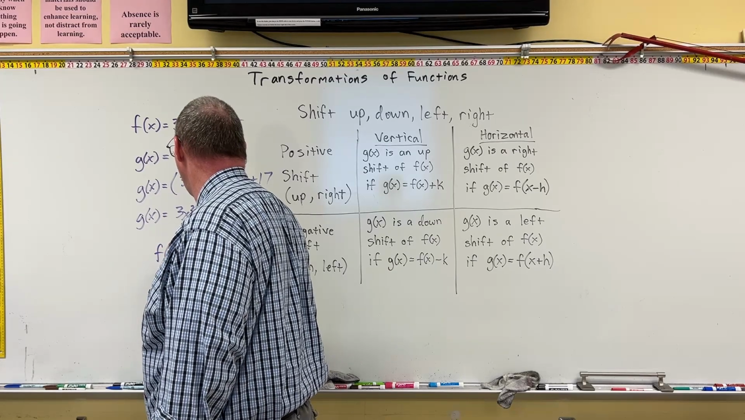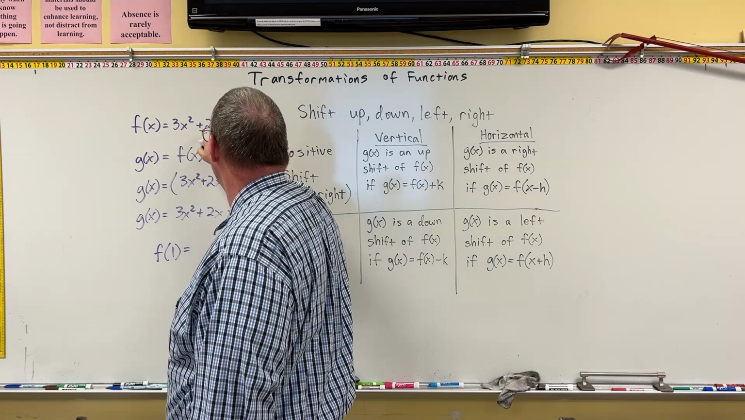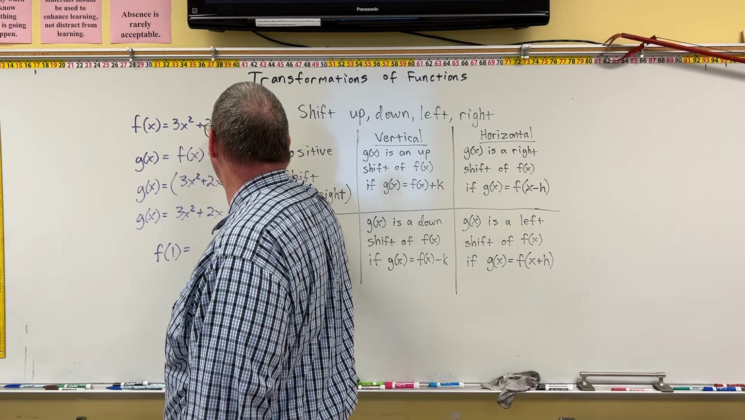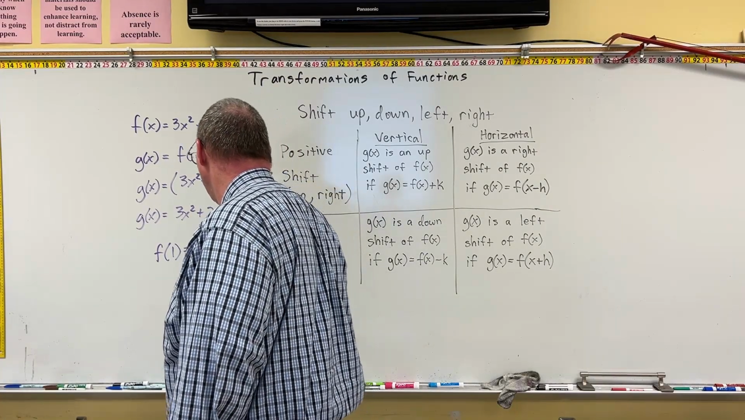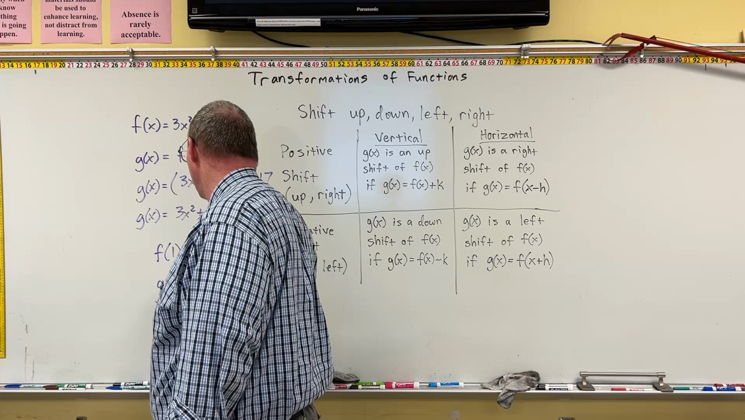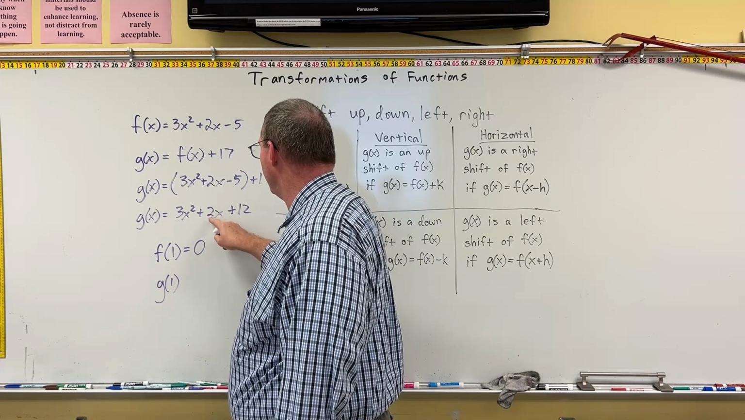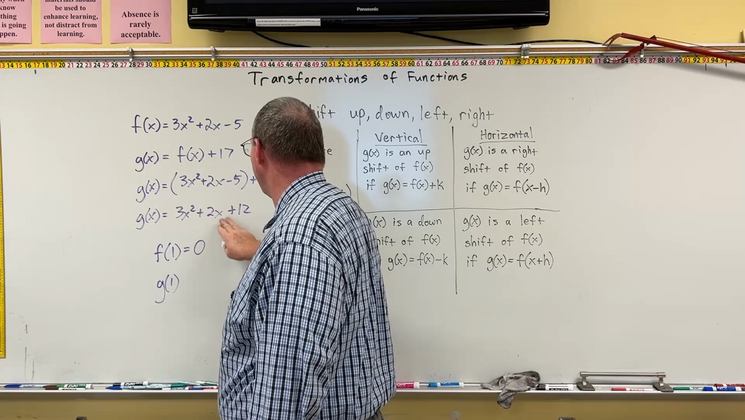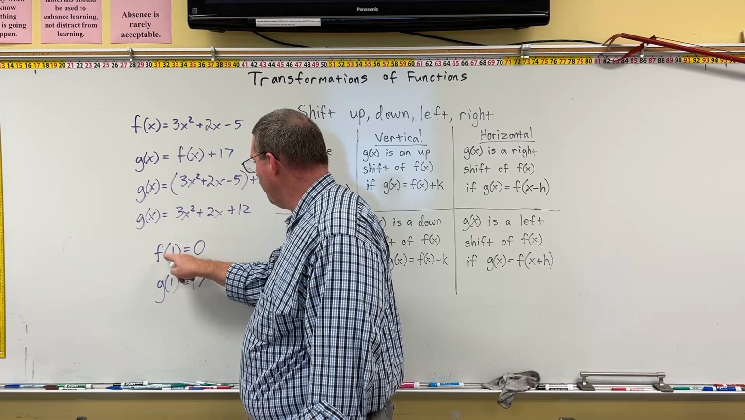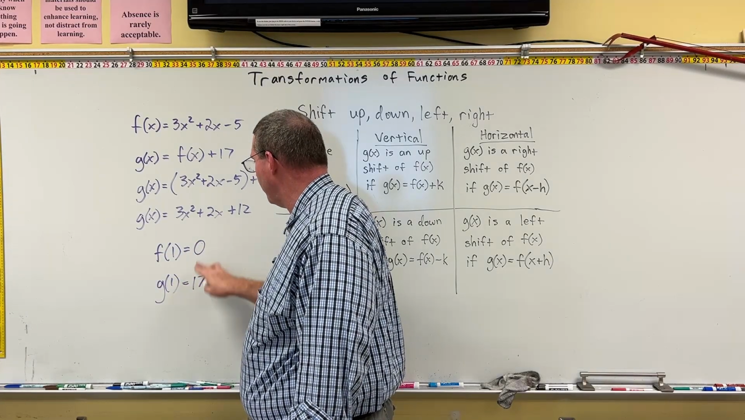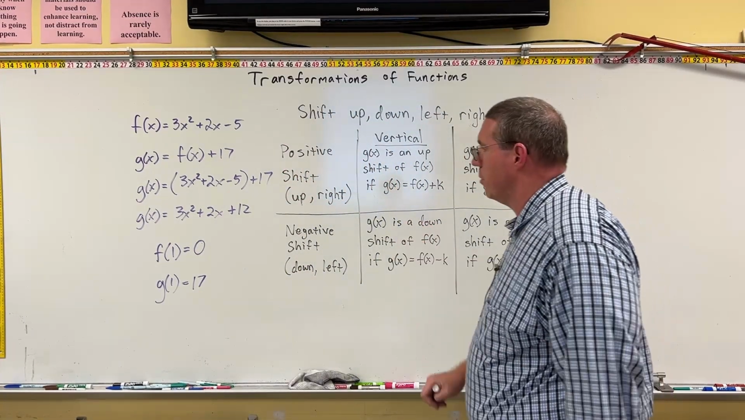Okay, so f of 1, 1 squared is 1, 1 times 3 is 3. 2 times 1 is 2. 3 plus 2 is 5, and 5 minus 5 is 0. Okay, so f of 1 is 0. Well, let's see what g of 1 is. Okay, well, if I put a 1 here, 1 squared is 1, times 3 is 3. 2 times 1 is 2, so 3 plus 2 is 5, plus 12 is 17. And so sure enough, f of 1 is 0, and g of 1 is 17 larger than 0, so g of 1 is 17.